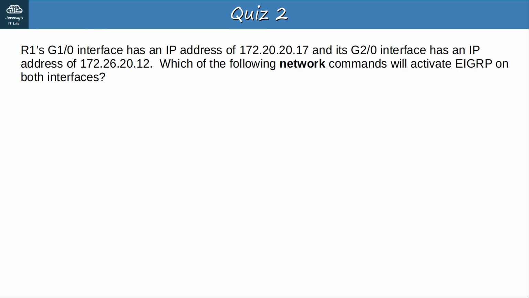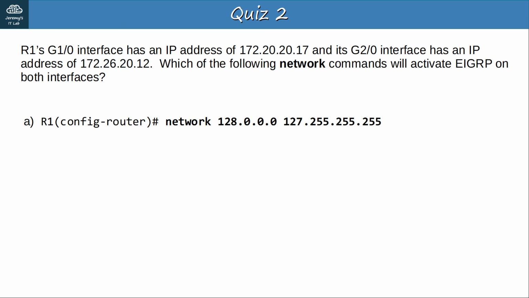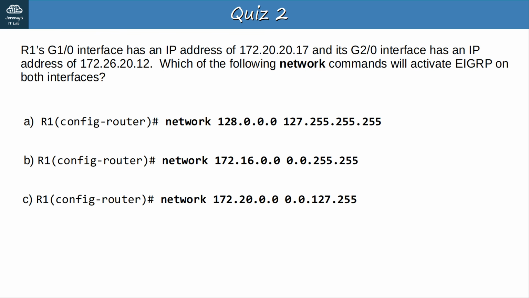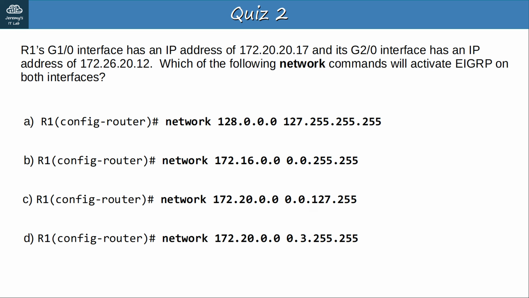R1's G10 interface has an IP address of 172.20.20.17, and its G20 interface has an IP address of 172.26.20.12. Which of the following network commands will activate EIGRP on both interfaces? I'll put up the 4 network commands here: A, B, C, and D. Pause the video and find the correct answer.